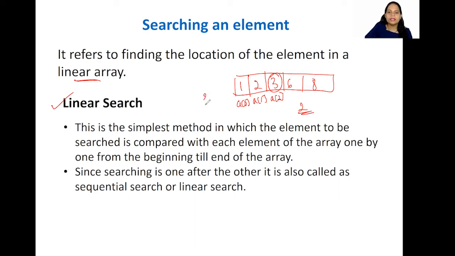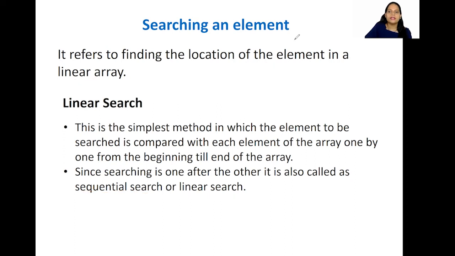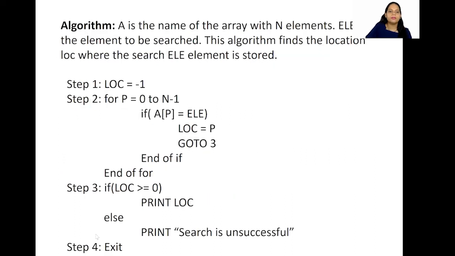So if I am searching for 3, I go to the first element and see if it is equal to 3. It is not. Then I move to the next one and check, is it equal to 3? No. Then I move on and compare again. So we are comparing it to each and every element, right? Since the searching is one after the other, in a linear or sequential way, it is called a sequential search or a linear search. Let's go ahead and see the algorithm for this method.